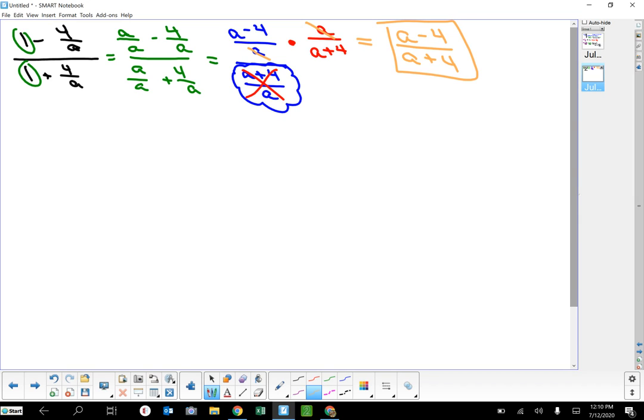Going back and reviewing, if I was to ask you, what is the domain of this? This is just bringing back past information. Don't forget, you set the denominator equal to 0 and solve. So these would be all x values not equal to -4. Because -4, if I put that in there, would make your denominator 0, which it can't be. And a can be any other value except -4. Okay, so that's one problem.